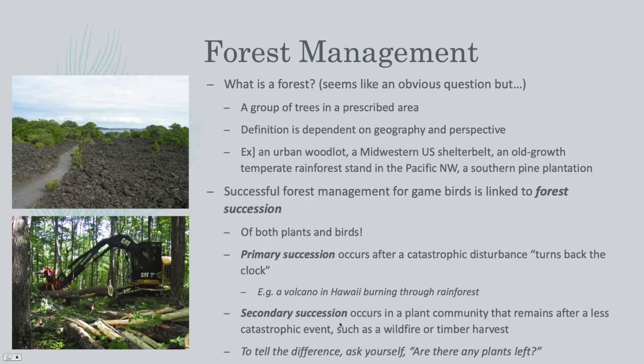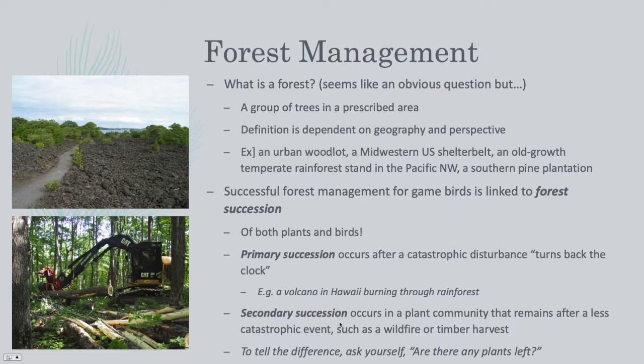So to tell the difference between primary and secondary succession, we just ask ourselves the question, are there any plants left? If the answer is yes, you're looking at secondary succession. So there's still some components of the plant community available. If the answer is no, there are no plants left, you're looking at primary succession. That was a very strong catastrophic disturbance, and we've turned back the clock completely to bare rock or bare soil.